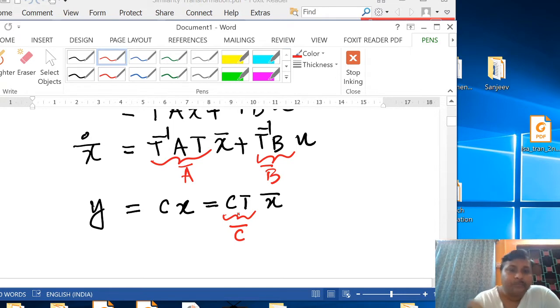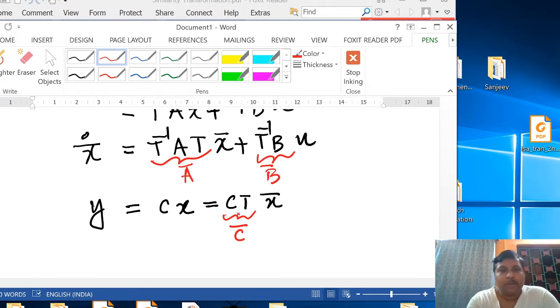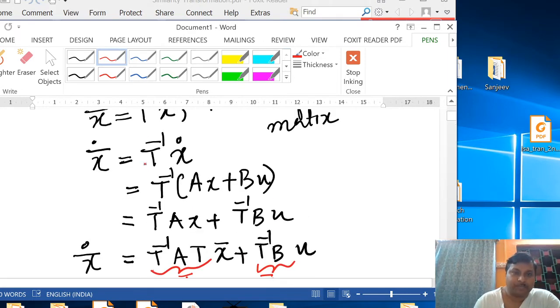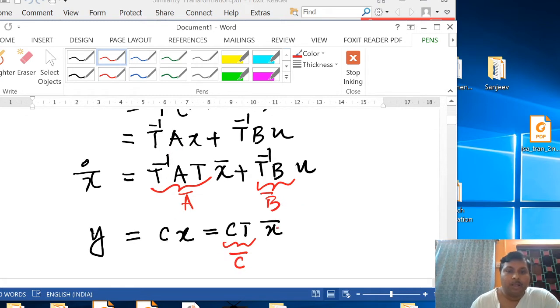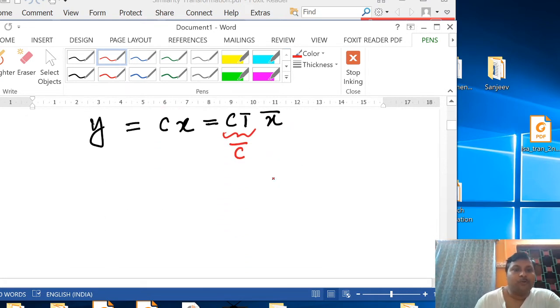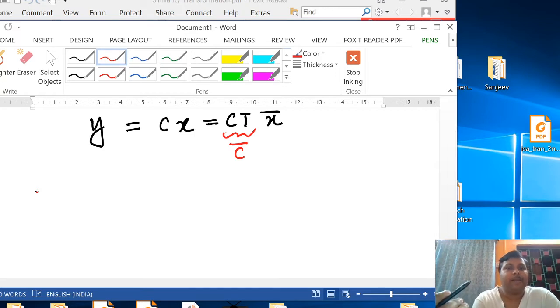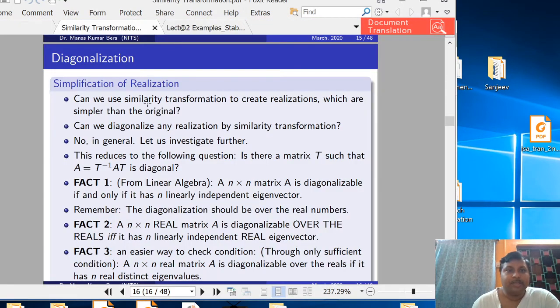Now what is our intention here? The intention is to get some canonical form of A bar, B bar, C bar, and for that we want to build this T matrix. The first thing we want to do is diagonalization. Means, if any realization is given, can we find a T matrix such that a non-diagonal realization can be transformed to a diagonal realization? That's why today's topic is diagonalization.